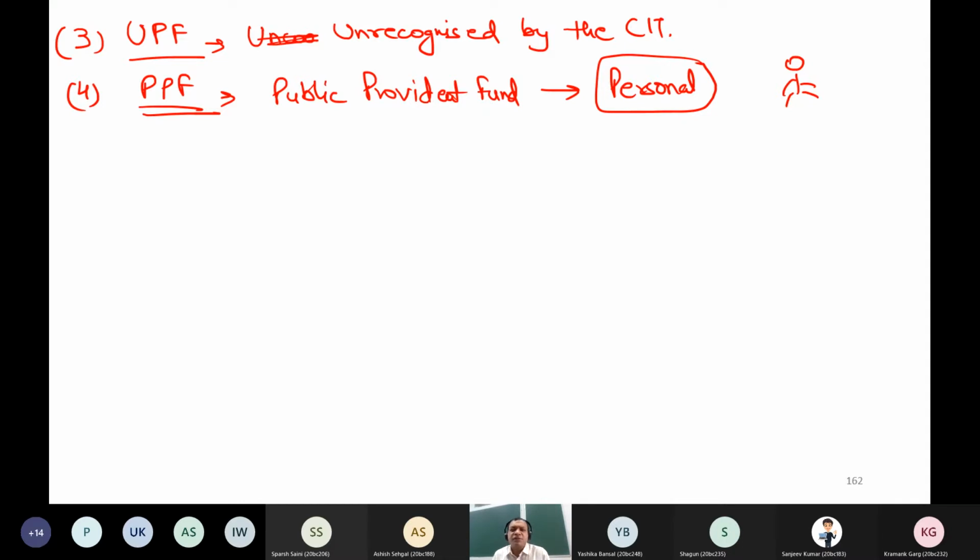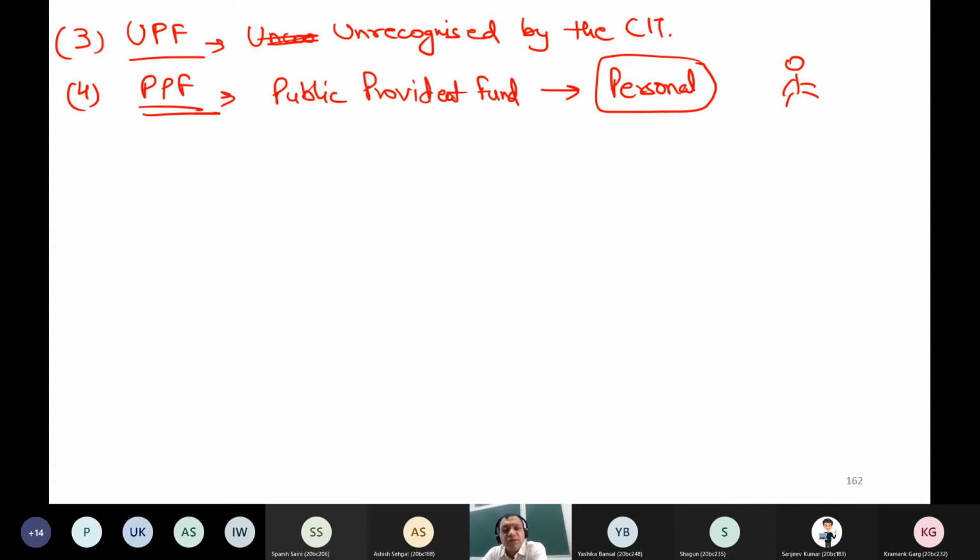UPF is a separate thing. If this fund is not at all recognized by the CIT, then what is the use of that fund? Further, I am not an employee. Then I have PPF. In this, an employer is not required. Any person can open a PPF account in his name, spouse's name, or children's name, and can go to any bank, a nationalized bank, and simply fill a form and open their provident fund. That's public provident fund. So in this, an employer is not required.